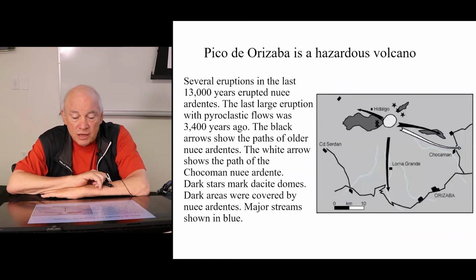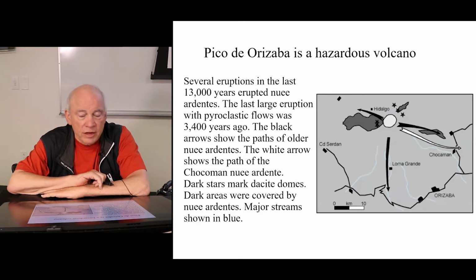Now, Pico de Orizaba is a hazardous volcano, and we talked about what can happen when you have a volcanic eruption and you have ice on the top of the volcano, when we talked about Nevado del Ruiz and the lahars that happen from a relatively moderate eruption. So there's considerable concern about what's going to happen.